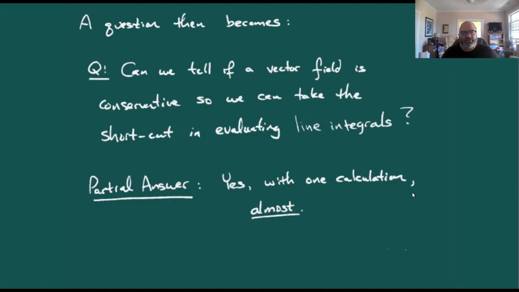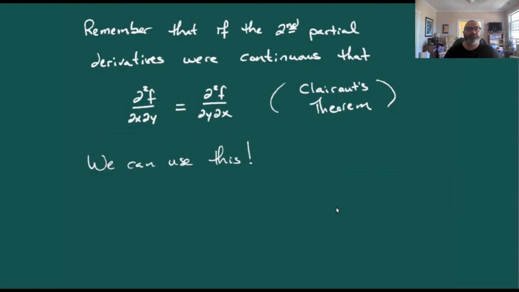One question that comes from the properties we've seen before is: is there a way to tell that a vector field is going to be conservative? That means that it's the gradient of some function, so that we can take this shortcut in evaluating these line integrals. A partial answer to that will be yes, and we can do it with almost one calculation. So let's investigate what that means.